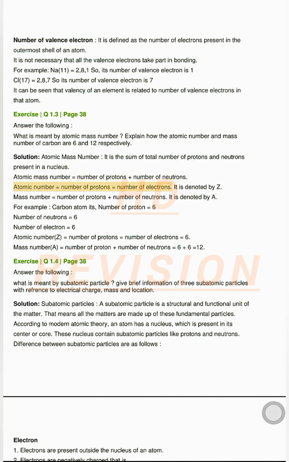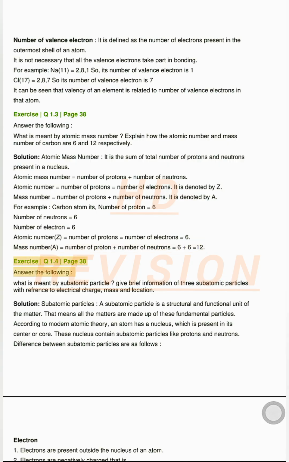Atomic number equals number of protons equals number of electrons. It is denoted by Z. Mass number equals number of protons plus number of neutrons. It is denoted by A. For example, carbon atom: number of protons equals 6, number of neutrons equals 6, number of electrons equals 6. Atomic number Z equals number of protons equals number of electrons equals 6. Mass number A equals number of protons plus number of neutrons equals 6 plus 6 equals 12.